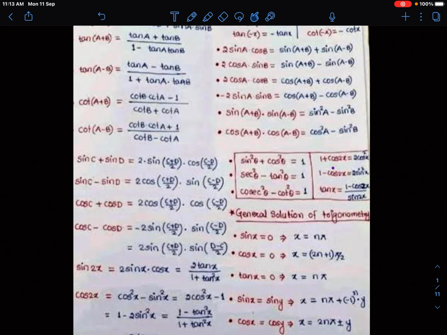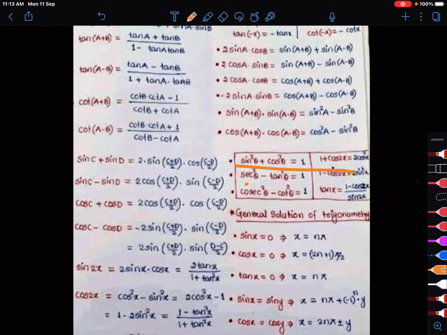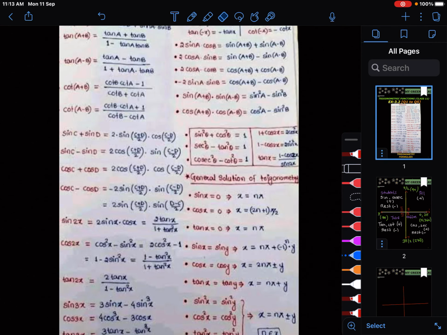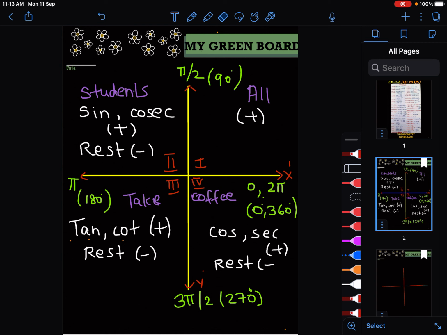So these are the identities. These are the identities you need to memorize, and these are the formulae. You'll be using these formulas and identities in the forthcoming exercise. So now we are going to the next section.